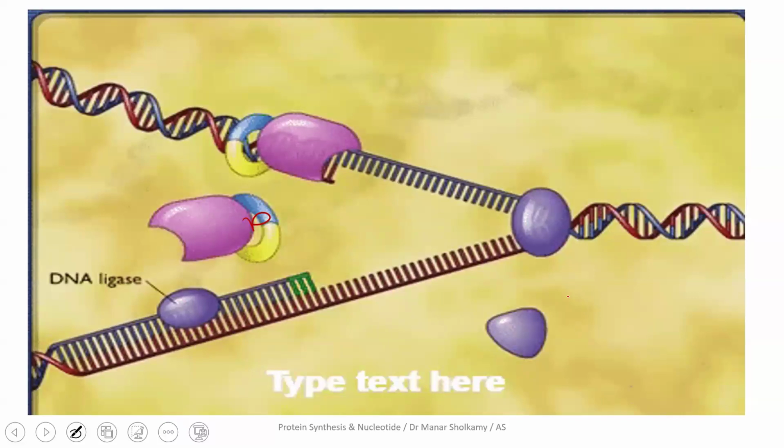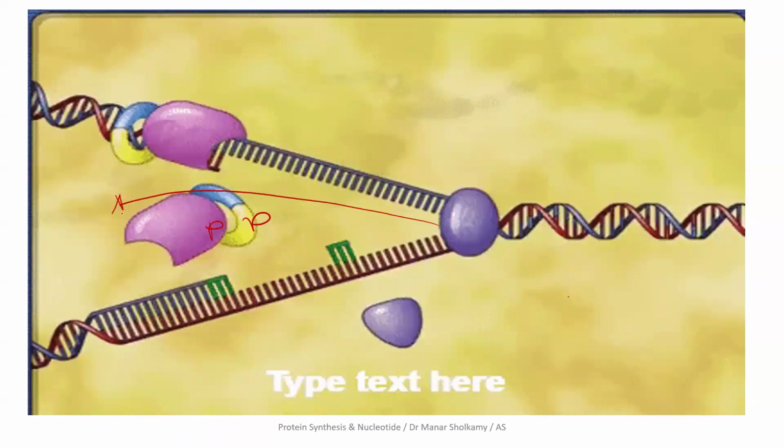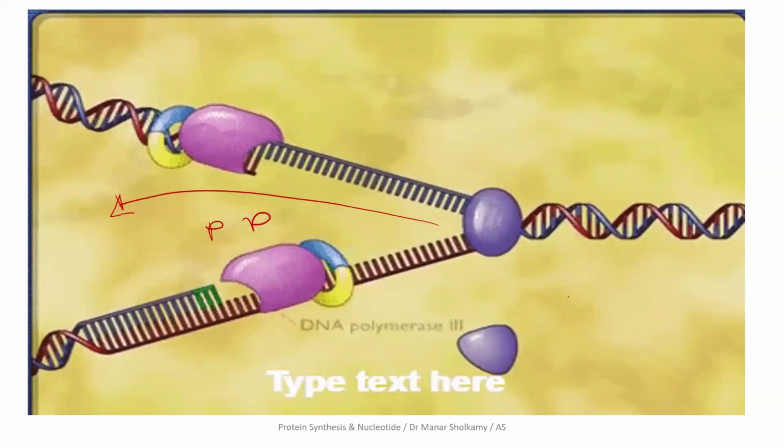How do I identify it? I will see the DNA polymerase moving away from the replication fork. What do you think?